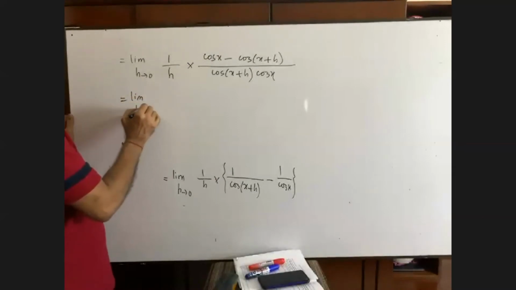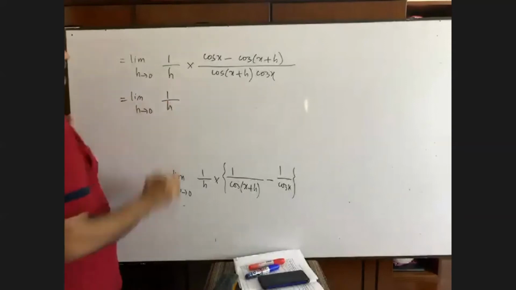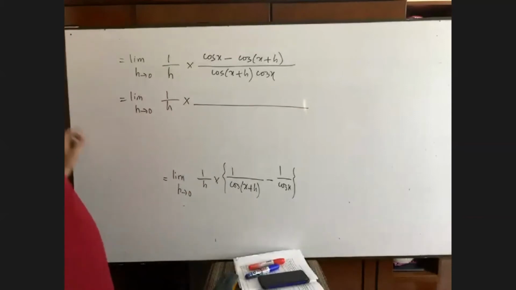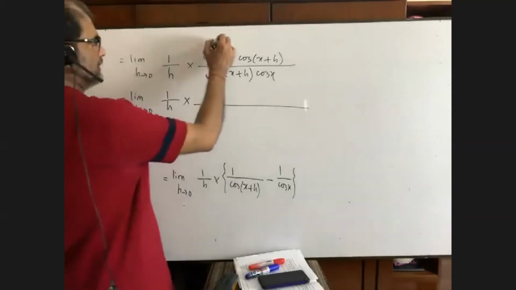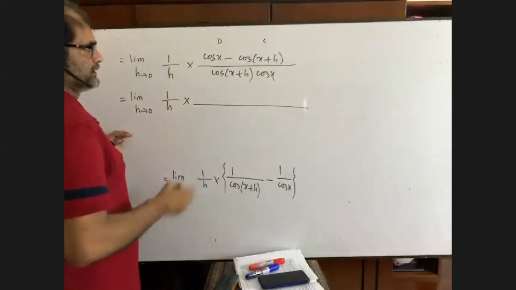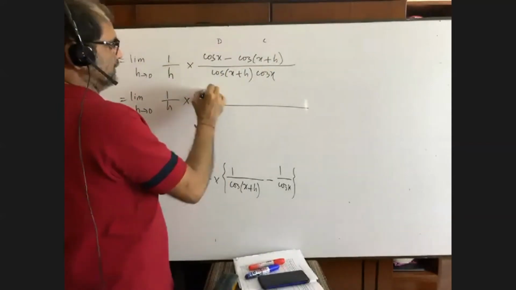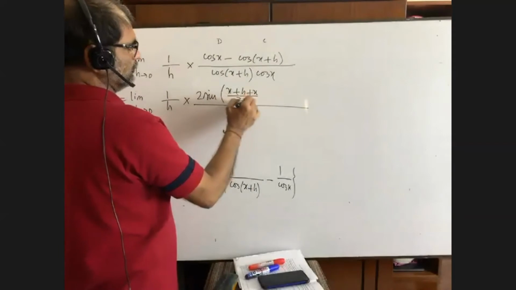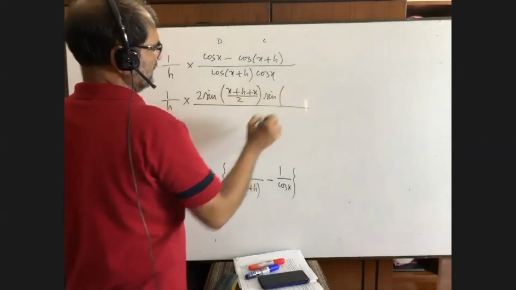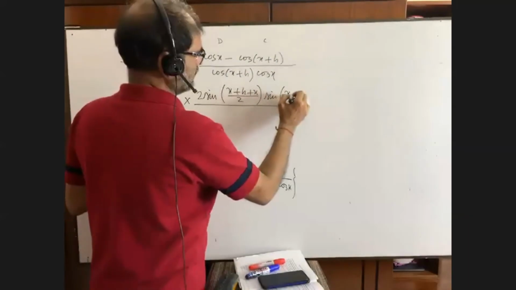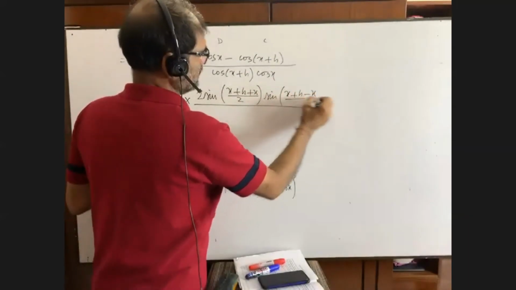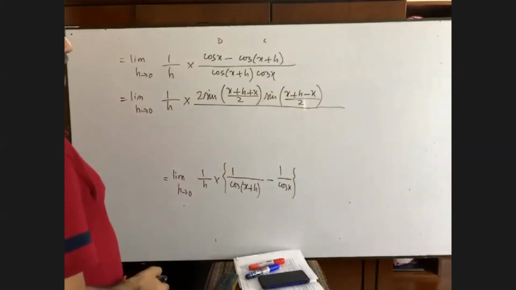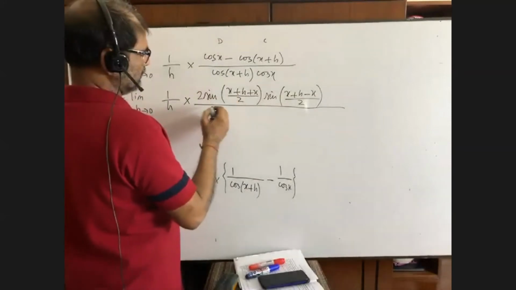Which means the limit as h tends to 0, formula. Let me know: cos D minus cos C, it is D, it is C. Cos D minus cos C equals 2 sine((C+D)/2) sine((C-D)/2). We don't have any functioning on the part of the denominator.